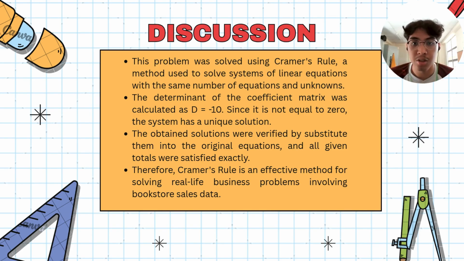For discussion, this problem was solved using Cramer's rule, a method used to solve a system of linear equations with the same number of equations and unknowns. The determinant of the coefficient matrix was calculated as equal to -10, which is not equal to 0. The system has a unique solution. The obtained solutions were verified by substituting them into the original equations, and all given totals were satisfied exactly. Therefore, Cramer's rule is an effective method for solving real-life business problems involving bookstore sales data.